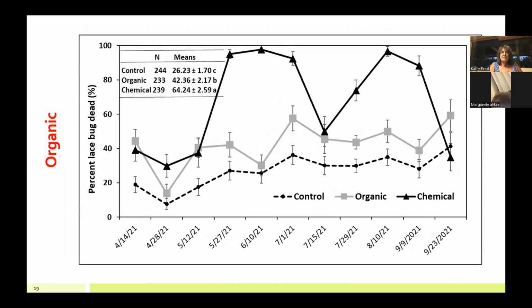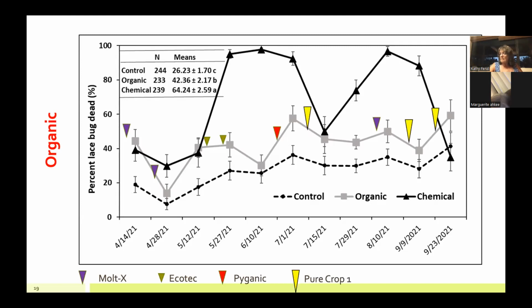If you look at the organic control, it was still better than the control, but not as good as the conventional treatments. So we first sprayed 2 applications of Multi-X, followed by Ecotech, which also showed low control in the organic treatments. We had a spike with Pyganic. So Pyganic seems to be one of the more promising products for the organic growers, but it is a pyrethroid. So continuous use of that product could lead to resistance. So you can't keep spraying this Pyganic product. And then we included the Pure Crop 1, which was basically the same as the conventional.